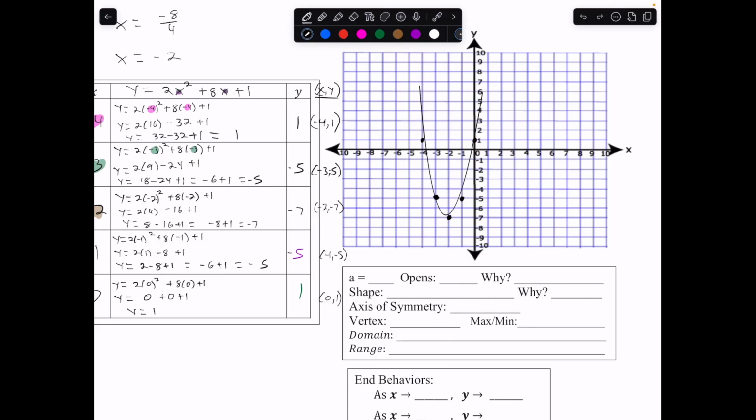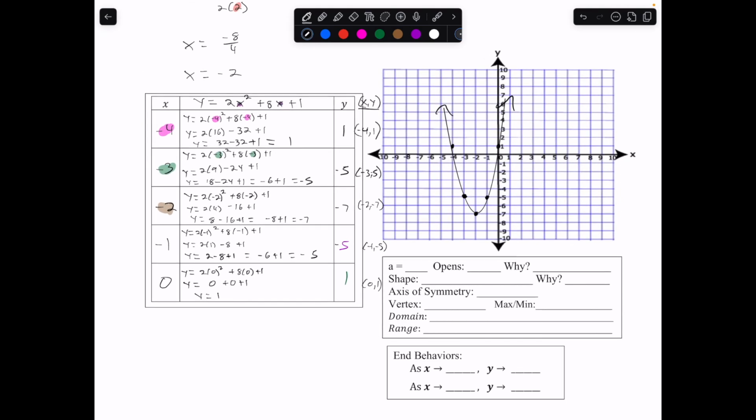So for those of you guys using Notability, if you hold the graph after, you can drag things around and make it look nice and neat. Just like that. Okay. All right, now the fun part, filling out all this information.